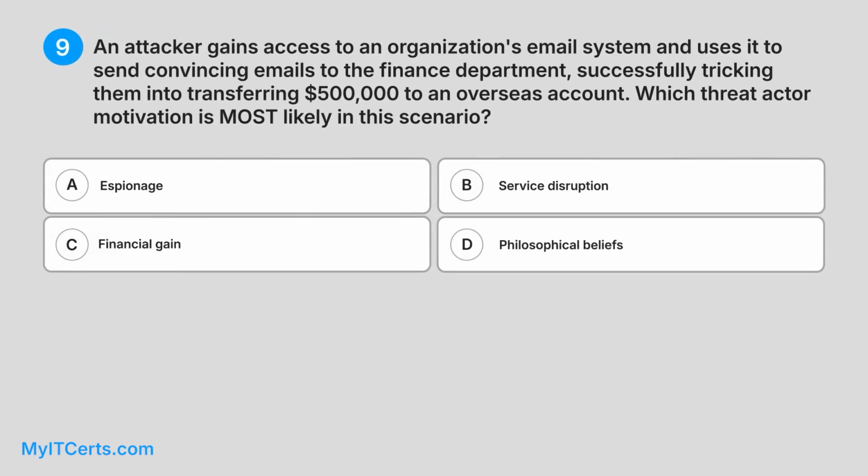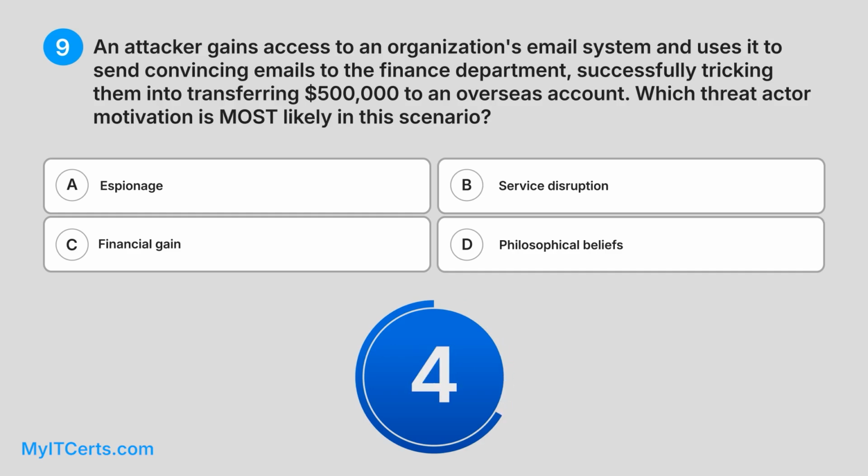9. An attacker gains access to an organization's email system and uses it to send convincing emails to the finance department, successfully tricking them into transferring $500,000 to an overseas account. Which threat actor motivation is most likely in this scenario? A. Espionage. B. Service disruption. C. Financial gain. D. Philosophical beliefs. Can you guess the answer?